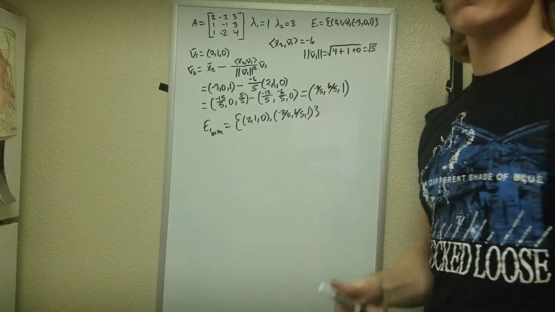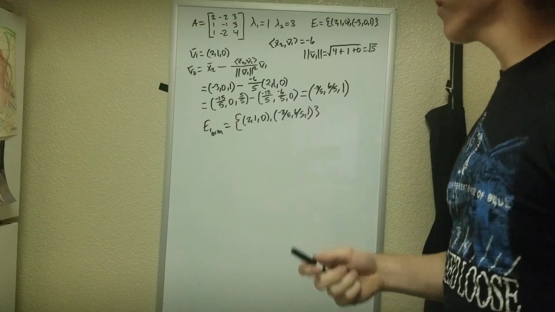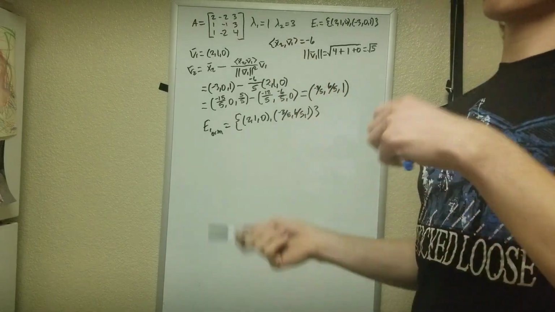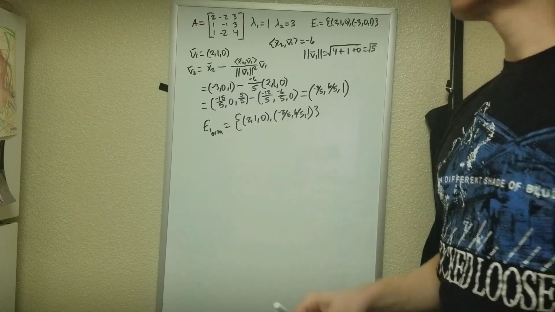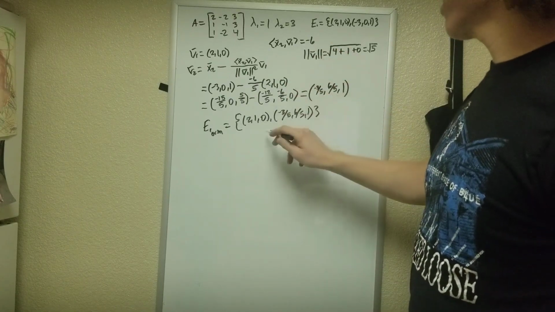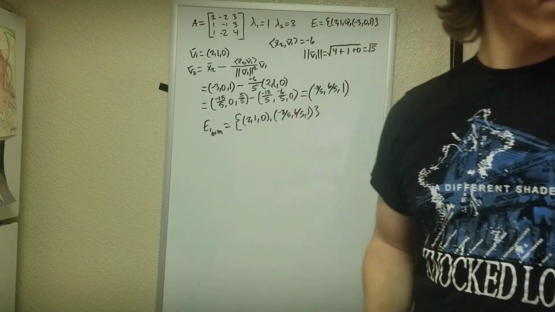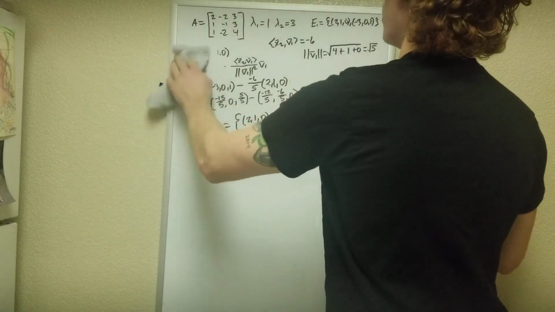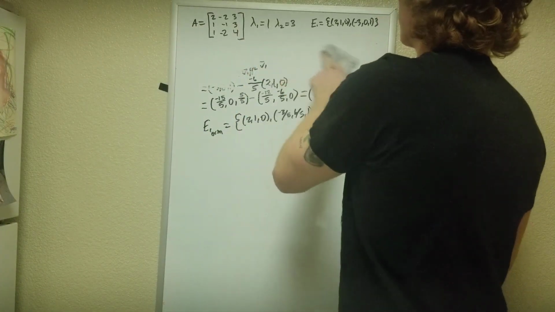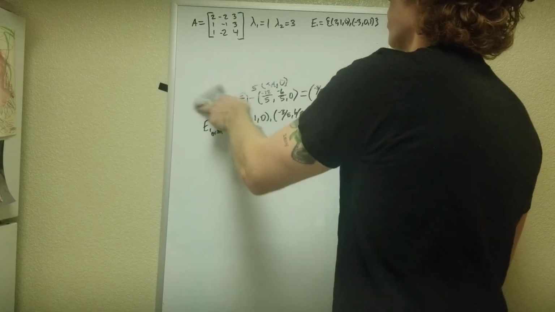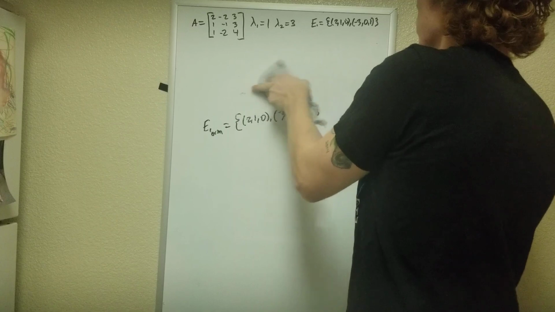Alright, so that's the first part. The second part asks us whether or not the eigenvector found with lambda equals 2 is orthogonal to the vectors in the original eigenbasis. So I'm going to erase this and save this up top here so we can find the next eigenvector and go from there. In fact, I'm just going to leave the orthogonal basis down here. This next step should not require that much room.